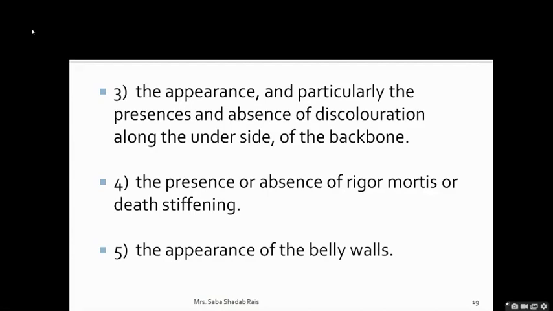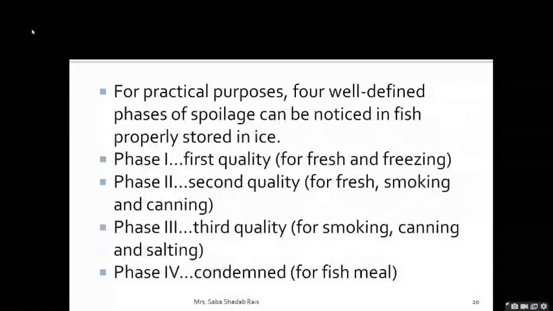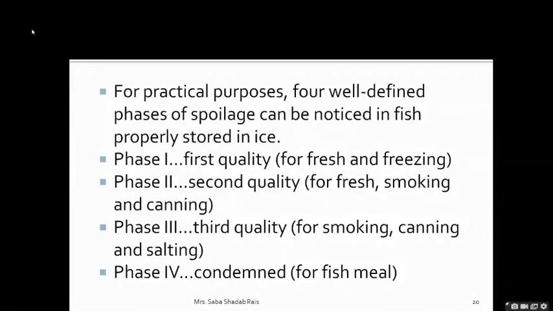Now, for practical purposes, well-defined phases are there. Phase 1 is the first quality. First quality means it is the pre-rigor stage, immediately after catch. What can we do? It is for fresh sale as well as for freezing purposes.